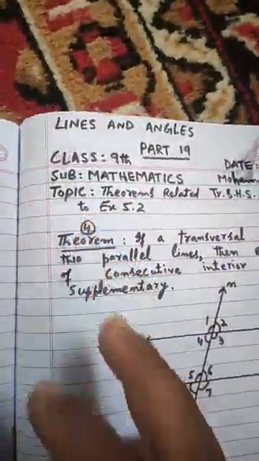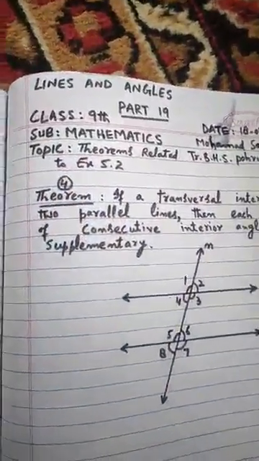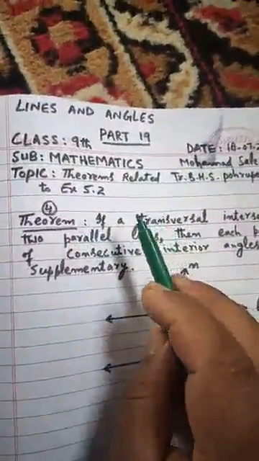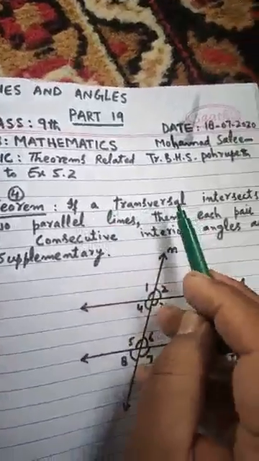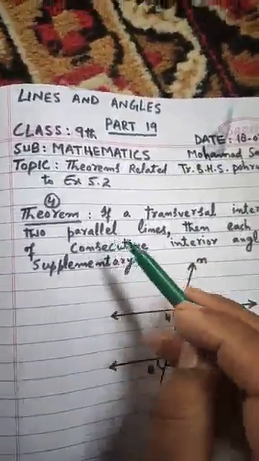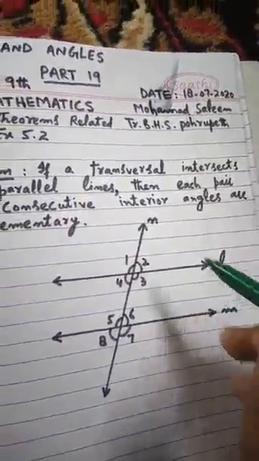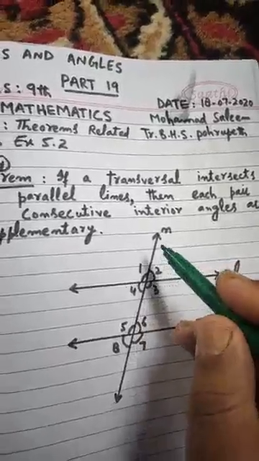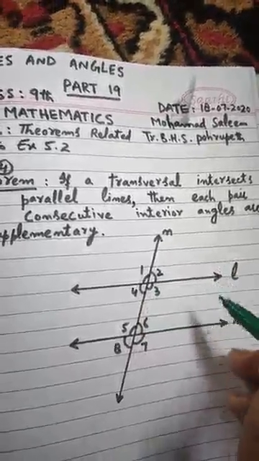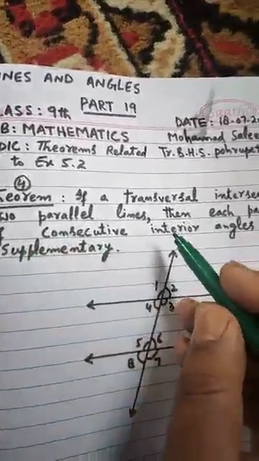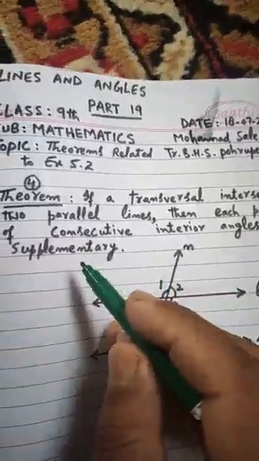Now we have theorem number 4, which is related to exercise 5.2, and it is: if a transversal intersects two parallel lines, that means here these two lines are parallel and there is a transversal that intersects these two parallel lines, then we have to prove that each pair of consecutive interior angles are supplementary.